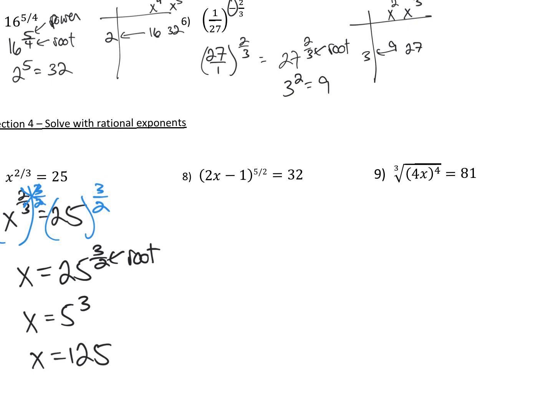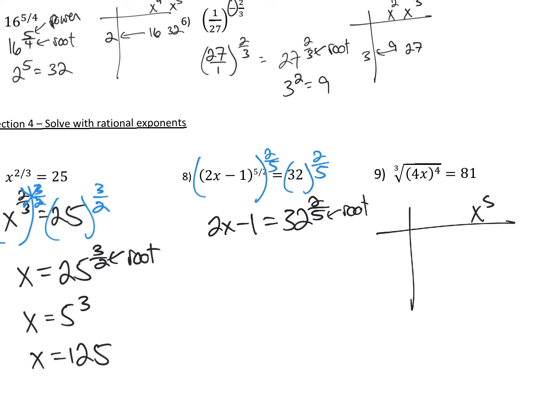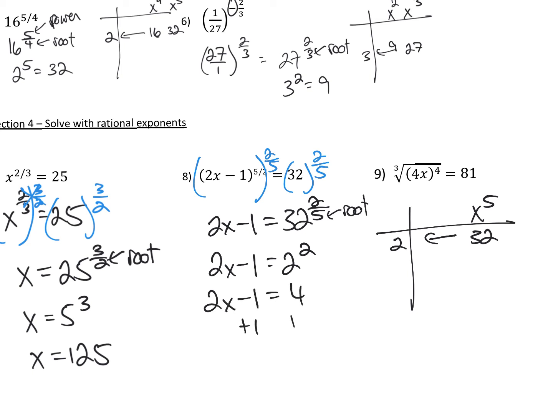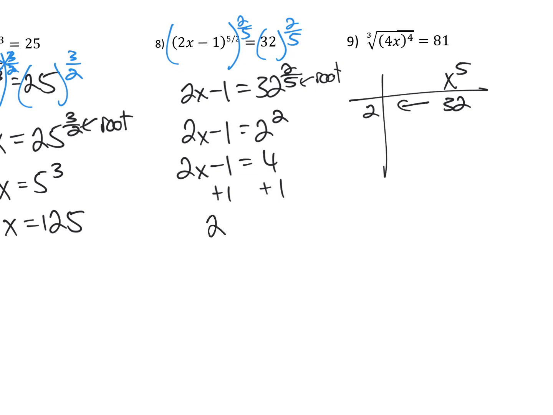Okay, try number 8. I'm going to take this to the 2/5 on both sides. So I'm left with 2x minus 1 equals 32 to the 2/5. This is my root. If I look at my power chart, I go under x to the 5th and I find 32, should be the first one. Base is 2. 2 squared is 4. Add 1. Oops. 2x equals 5, so I divide by 2. x equals 5 over 2.